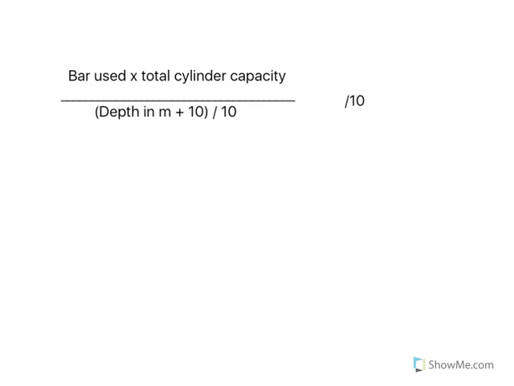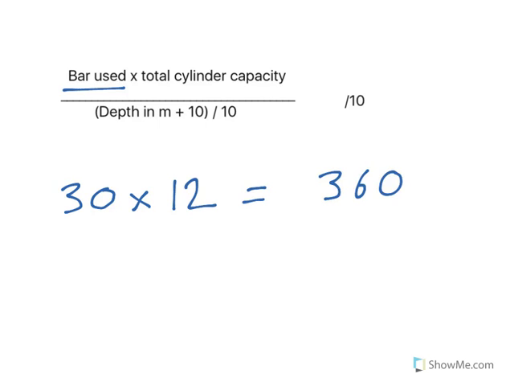So, bar used. Well, we used 30 bar, and we're going to multiply that by the total cylinder capacity, which in this case was a 12 litre cylinder. Okay? And that gives us 360. That's 360 litres of air that we breathed during the 10 minutes on that dive at 10 metres.